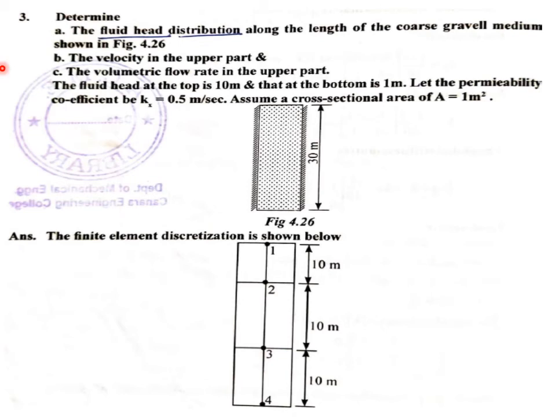Next problem. Determine the fluid head distribution along the length of the porous gravel medium from the figure, the velocity in the upper part and the volumetric flow rate in the upper part. The fluid head at the top is 10 meter and the bottom is 1 meter, with the permeability coefficient Bkx equal to 0.5 meter per second. Assume a cross-sectional area of 1 meter square, uniform cross-section area. Same as your previous problem.